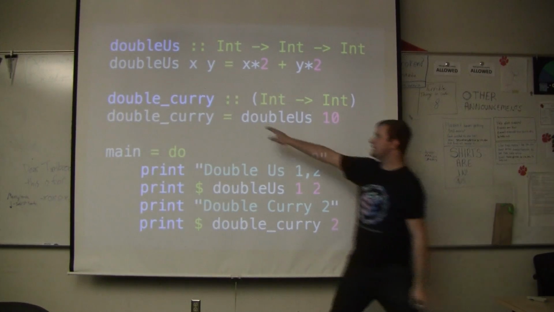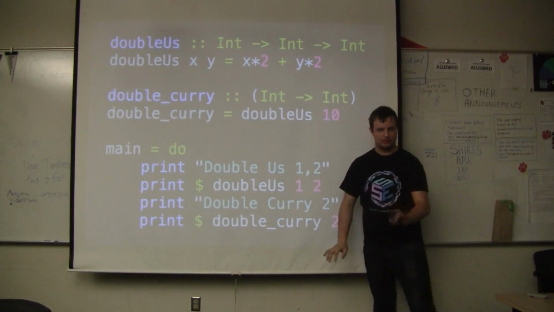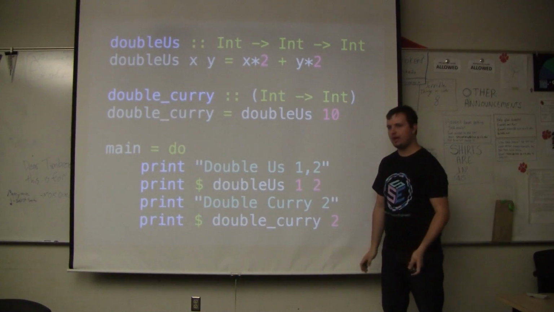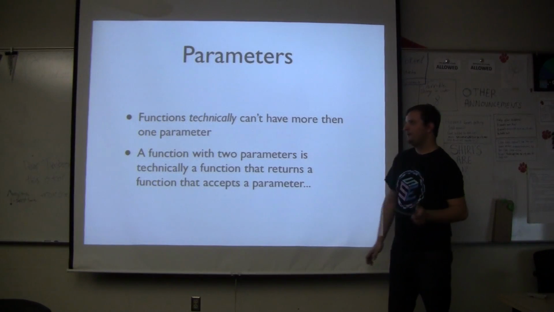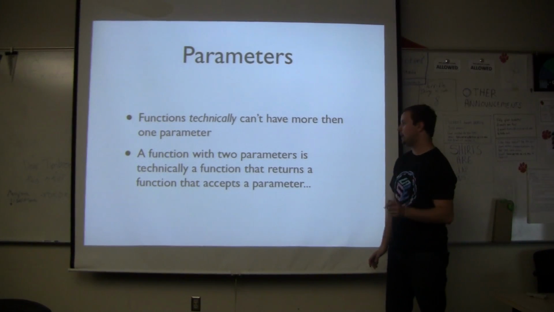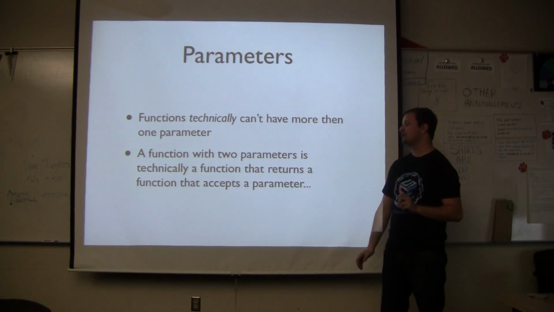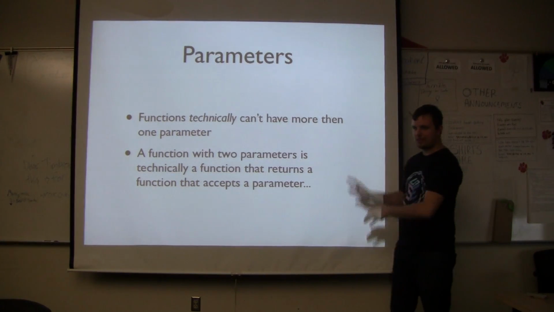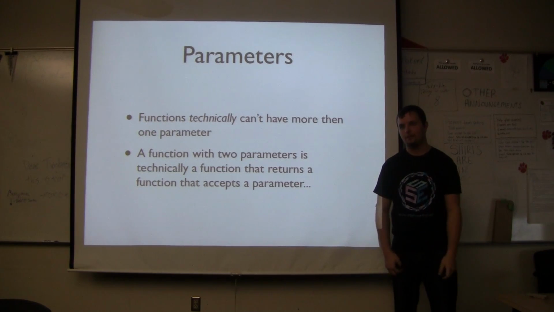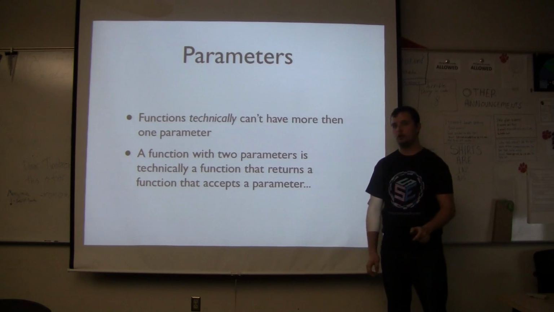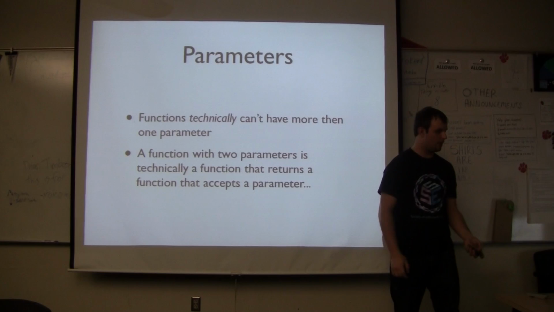So, real quick, this is a type declaration saying this function does this. And I'll explain what it does in a second. There's one more thing I have to explain before I get there. The other thing I have to explain is that functions technically can't have more than one parameter. A function with two parameters is technically a function that returns a function and accepts a parameter, and all sorts of things going on and on. This is where Haskell really started to lose me when I was first starting to learn it. And this is where Haskell's purity and adherence to lambda calculus principles, like you were asking before, really shows through.